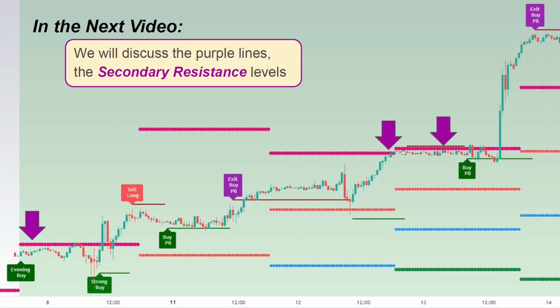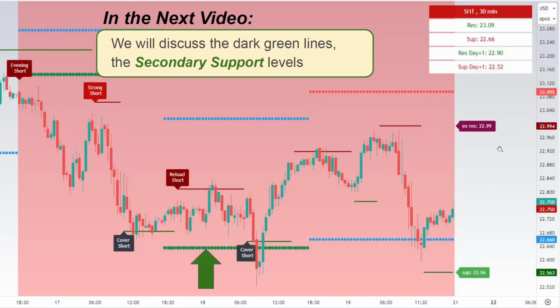And then the following day, it built a base along that daily resistance until it finally broke over it, and look what a huge rally we got after that breakout. The same principle applies for the secondary support levels. So if in a downtrending market the blue daily support becomes the key resistance, you should know where to cover your short, and that dark green secondary daily support marks the levels where it's a great place to cover your shorts. Again, I will record the next video talking about those secondary support and secondary resistance levels.